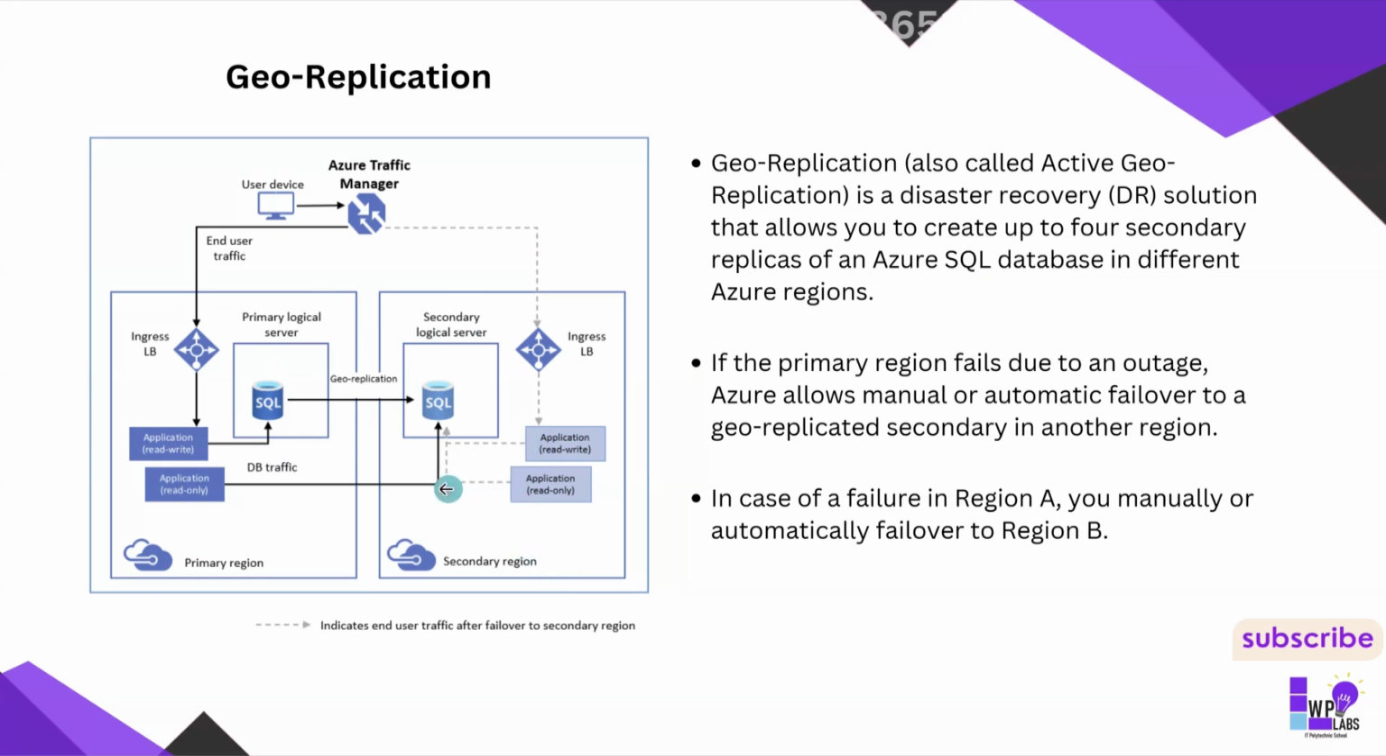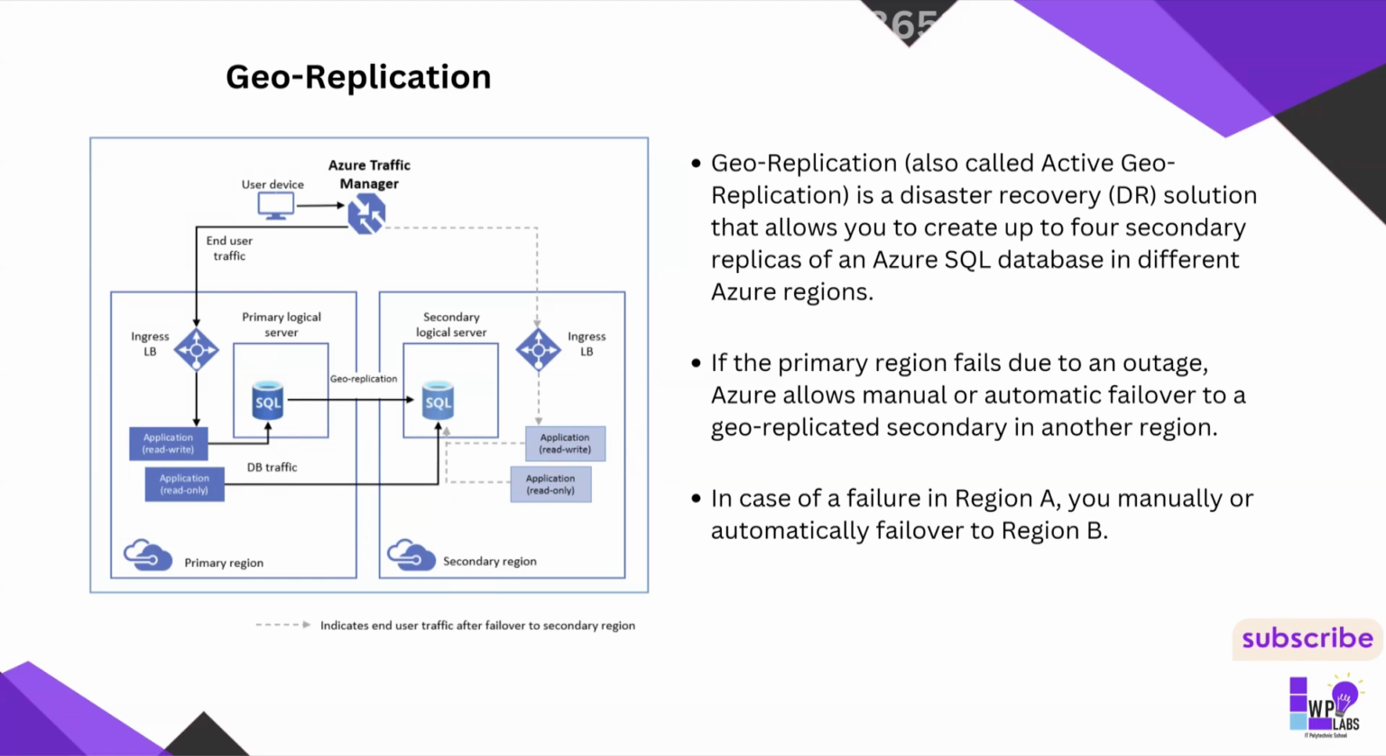Once configured, the data from the primary replica will be replicated to the secondary logical server. A read-write application will be redirected to the primary server. But because we have an exact copy of the data from the primary, a read-only application can be directed to the secondary logical server as well. So the primary database in region A will handle all the read-write operations, and Azure will asynchronously replicate data to a geo secondary in region B. In case of a failure in region A, you can manually or automatically fail over to region B, and the secondary database will become our new primary database.